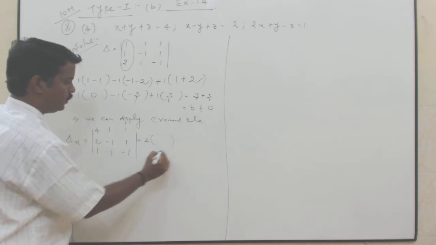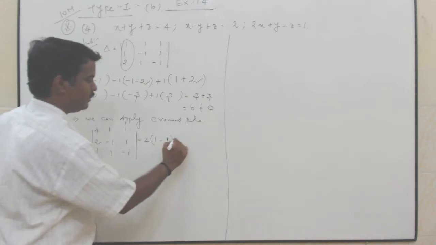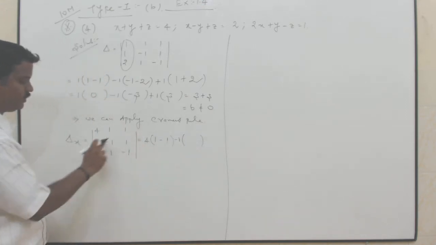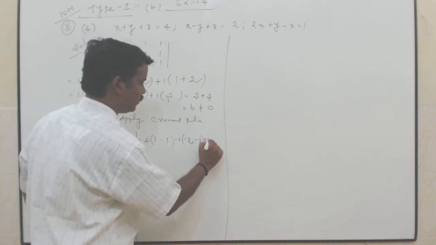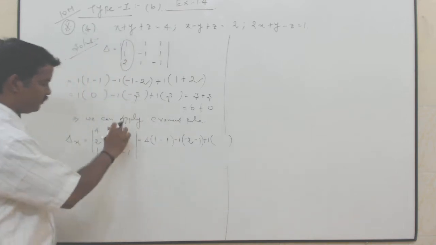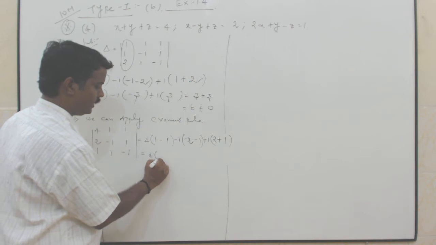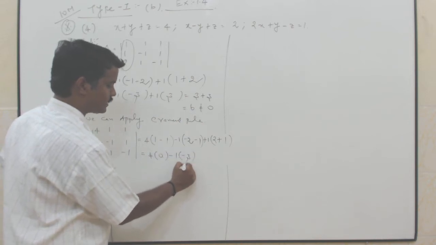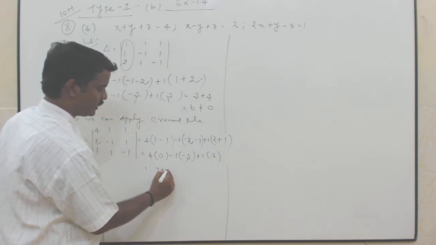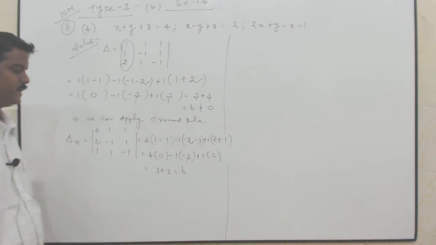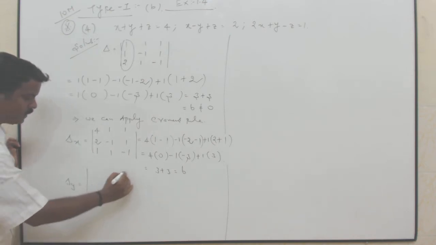Expand faster. 4 into, what is minus 1 into minus 1? 1 minus 1. Minus 1 into 2 into minus 1 is minus 2 minus 1. Then plus 1 into 2 into 1, 2, 2 plus 1. 4 into 0, minus 1 into minus 3, plus 1 into 3. So this is 0, 3 plus 3, again, what is delta x? It is 6. The next one is, we are going to find out delta y.